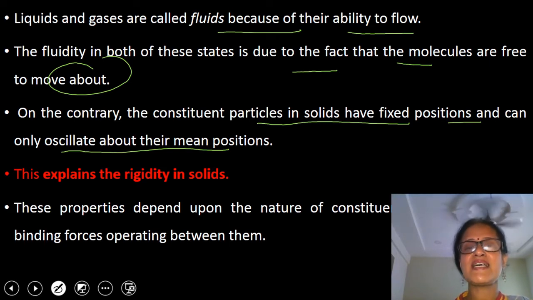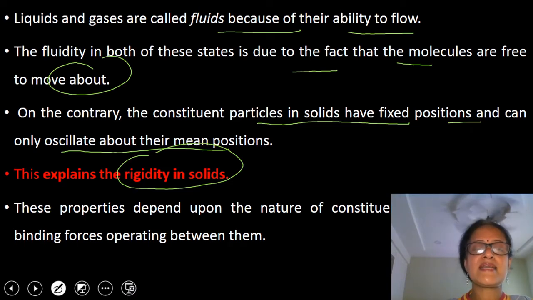So we have seen that in three different states of matter, the particles possess different properties. I mean to say that particles in liquid and gaseous state are free to move about, that's why they have fluidity. But in case of solids, the constituent particles have fixed positions and can only oscillate about their mean positions. So this is the reason solids are rigid in nature. So we can conclude that particles in liquid and gaseous state have fluidity, but particles in solid state are rigid.